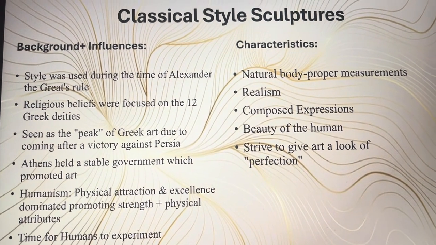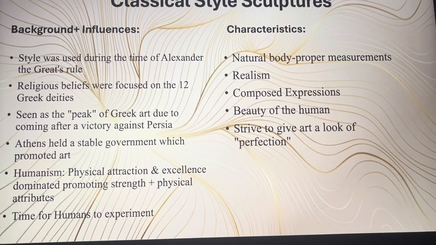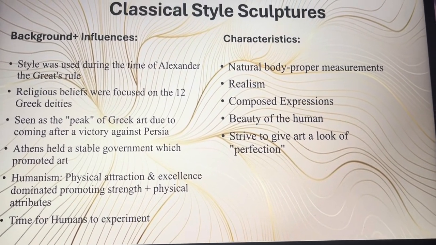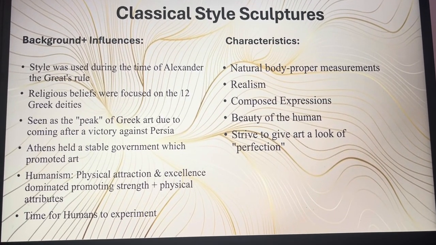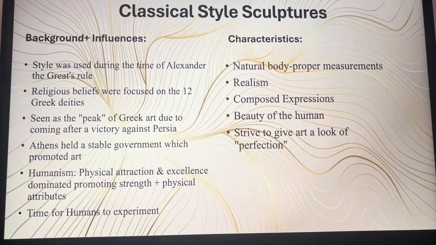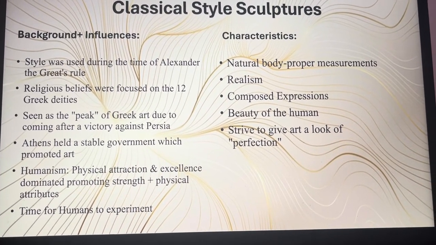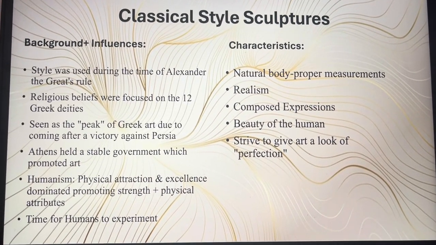Moving on to the more classical style sculptures, some of the characteristics are natural body, proper measurements, realism, composed expressions, and the beauty of the human. They definitely wanted to give a look of perfection, to show how much more important they were. I guess some background and influence.